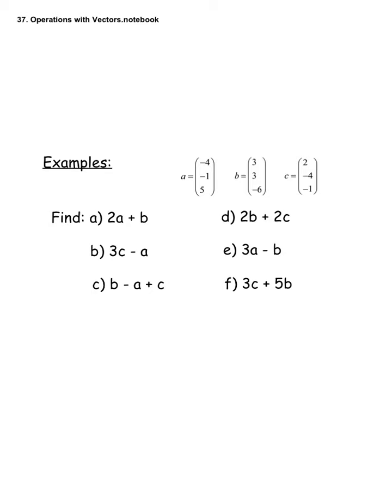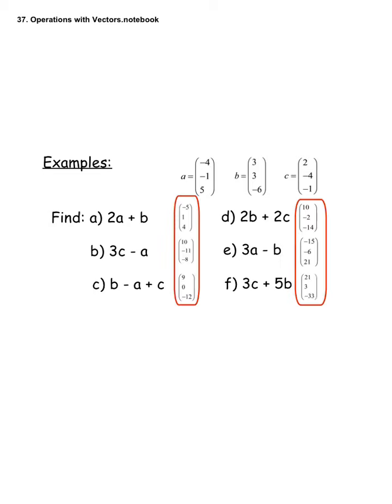Now that you've seen a little example of operations with vectors, here's 6 for you to have a go at yourself. You've got A, B, and C in the top right hand corner there. Make sure you pause the video now because I'll give you the solutions in just a second.